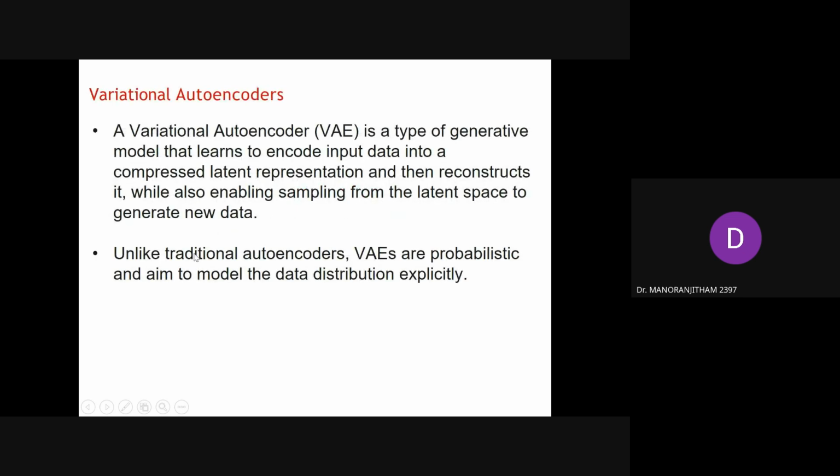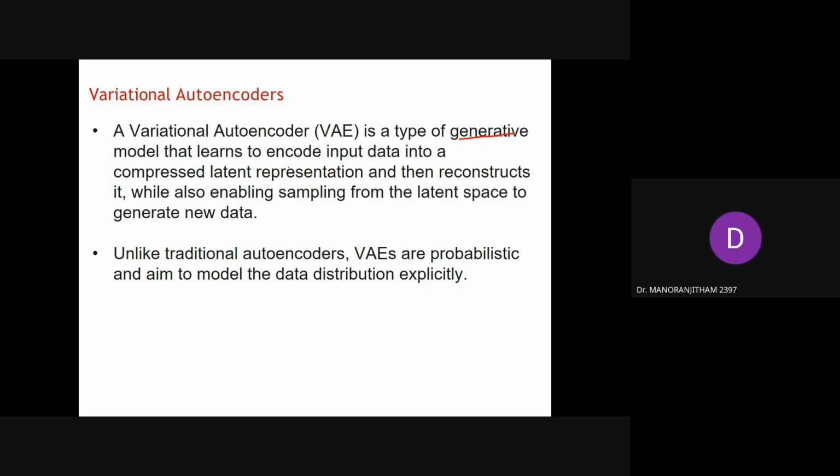So what is a variational autoencoder? The definition of a variational autoencoder is that it is a type of generative model. We have already seen the different types of generative models. This comes under one type of generative model, and it uses an encoder and a decoder.